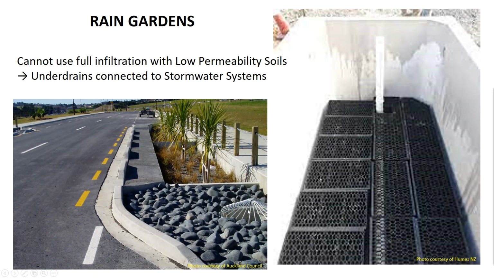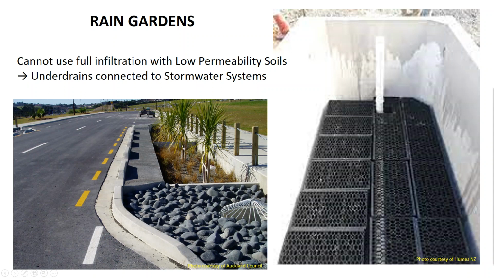The system is in the north shore of Auckland, which has clay soils, so it's assumed that there's an underdrain system under these rain gardens. So during normal weather, most of the water will infiltrate down to the underdrain system and then drain into the stormwater system. However, in high storm events, when this all becomes flooded, it will overflow and go into the manhole.